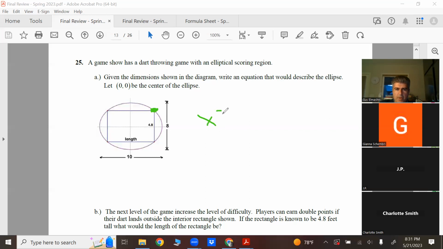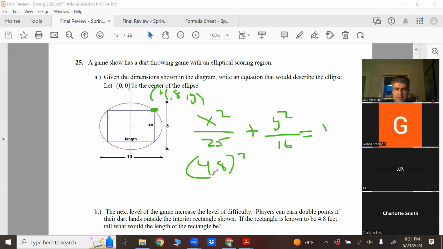you're gonna have your equation for part A, x squared over 25, and there's another question in the chat. I'll get there in a sec. Just plug in 4.8 for x, because you know the x coordinate is 4.8. You don't know the y coordinate. Solve for y, which is just some algebra, and you get the y coordinate at that point, and then double it to get the height of the rectangle. So I'm guessing that's what it's asking.